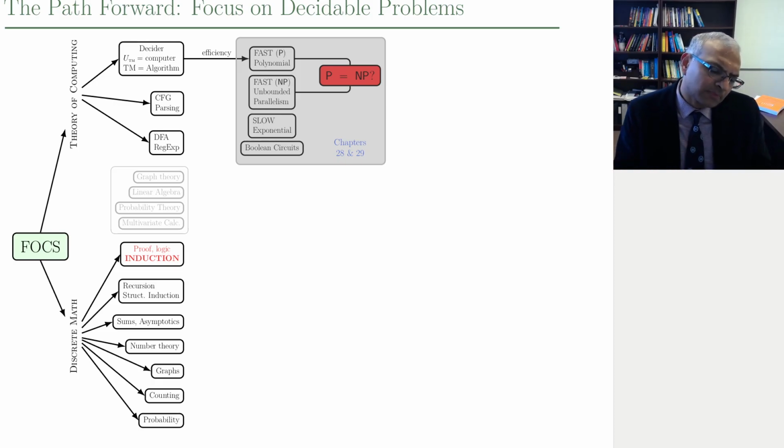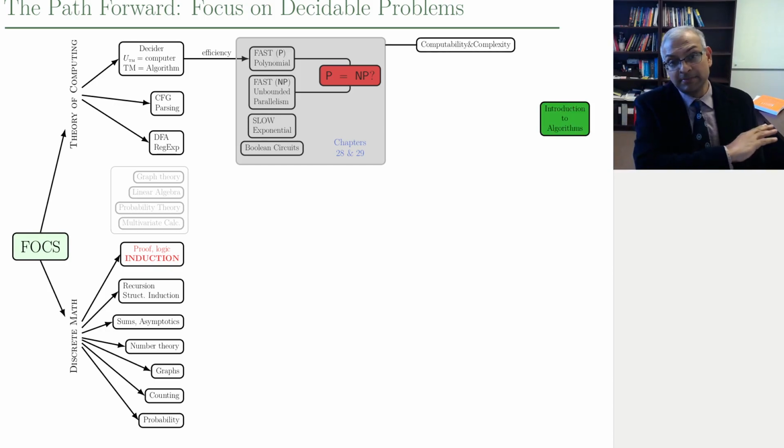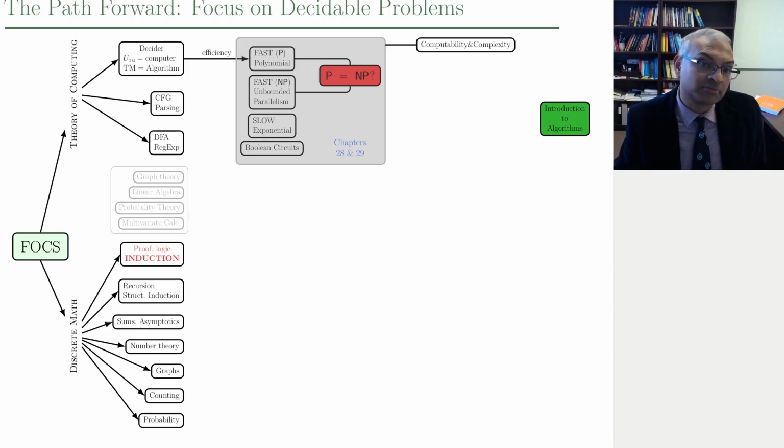So studying efficiency would sort of be the next step in the theory of computing, and if you really want to understand these concepts of P and NP completeness, read chapters 28 and 29. Now, in terms of courses where you would go from a Fox-like theory of computing, you might take a computability and complexity course, to study in more detail what is computable, and complexity means how quickly can we compute those things that are computable.